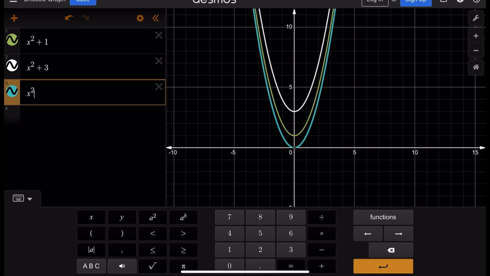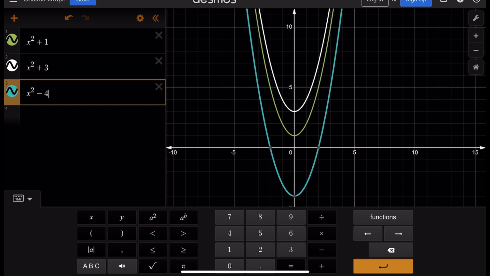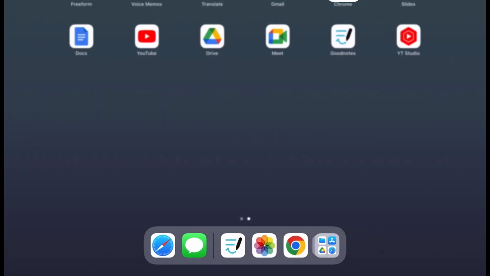So if I am moving the same graph up 1 or 2 units, it will be the same one and they will always be parallel. They will never touch each other. And it doesn't matter if you put x squared minus 5 or x squared plus another number, it will be the same thing. There is no touching at all.